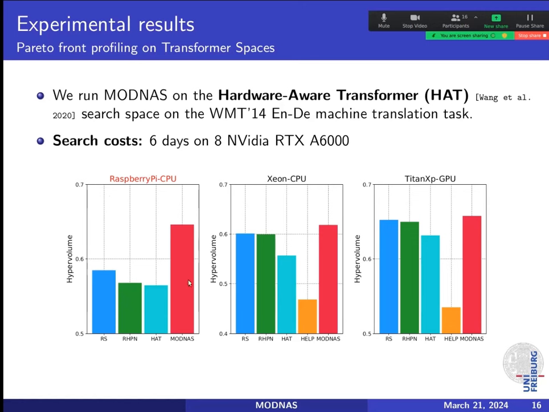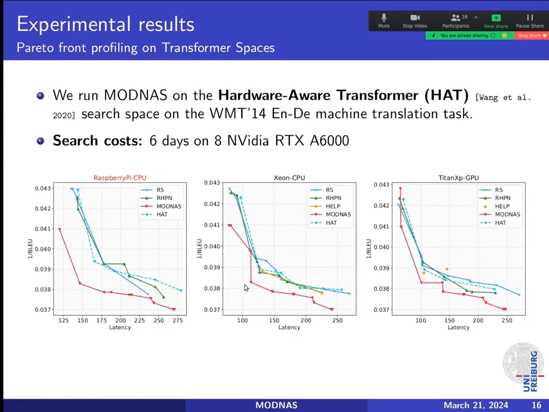Still, MOO NAS is quite good, especially on the test device, and on the train devices also it's pretty good, as you can see from these Pareto fronts. HELP doesn't do that great here. In some cases it just returns these 2 points here, which explains why the hypervolume is that low. The original HAT method is also not that great and comparable to random search as well. The setting is also the same, right? So we sample again 24 scalarizations at test time, so that's fixed across search spaces.